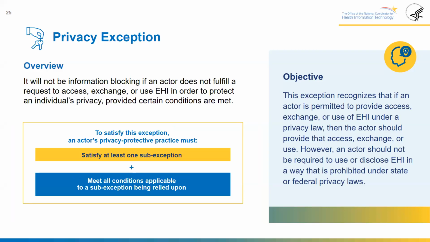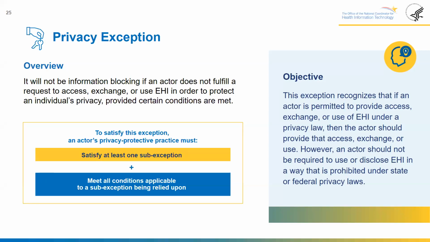But an actor should not be required to use or disclose EHI in a way that's prohibited under a state or federal privacy law, such as HIPAA. One point I do want to emphasize is that actors will not be required to provide access, exchange, or use of EHI in a manner that is not permitted under the HIPAA privacy rule. And this is in line with our attempt throughout the regulation to align our policies with HIPAA as much as possible.